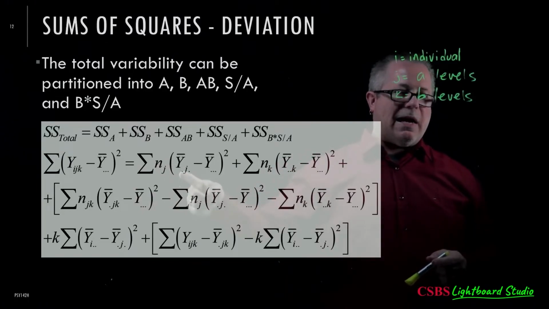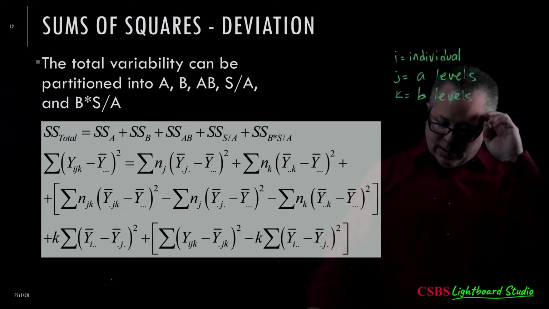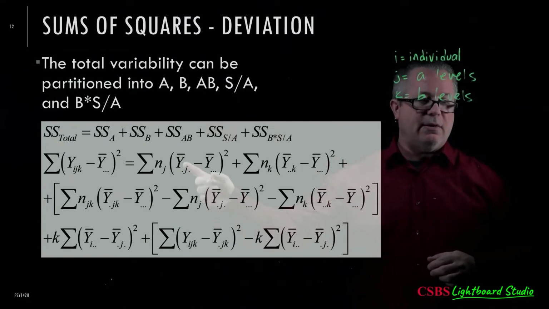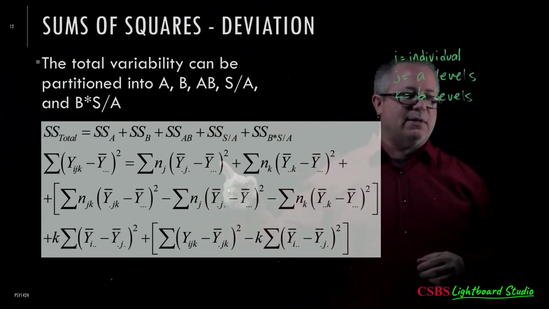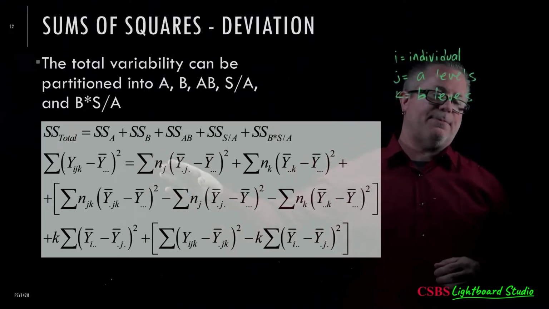Here, I'm averaging over I and K, but not J, which means I need to have one mean for each A group. This is my A means minus, again, the grand mean. This is the effect of A. This is the between groups A effect.